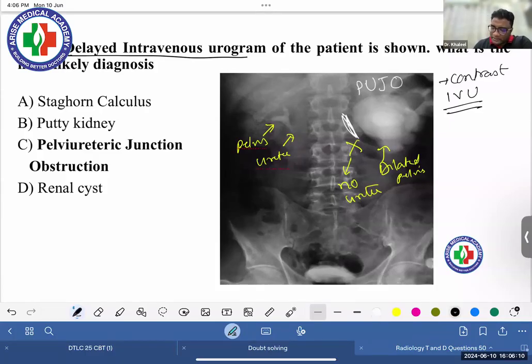So this is pelvic junction obstruction. There is a dilated pelvis and there is obstruction in the ureter. You're not seeing the ureter. This is pelviureteric junction obstruction, PUJ obstruction.